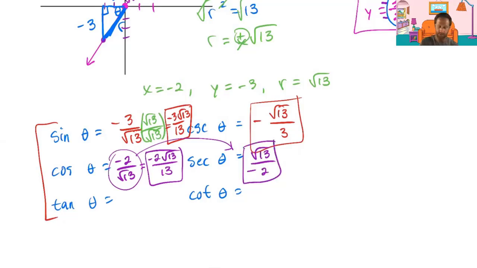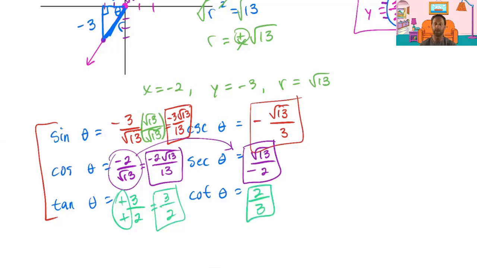All right, and then lastly, cotangent and tangent. So I'll start with tangent. Remember, tangent is the y over the x, which the only simplifying we can do there is taking a negative divided by a negative and making them positive. So we get 3/2. And that makes cotangent really easy, just flipping it.